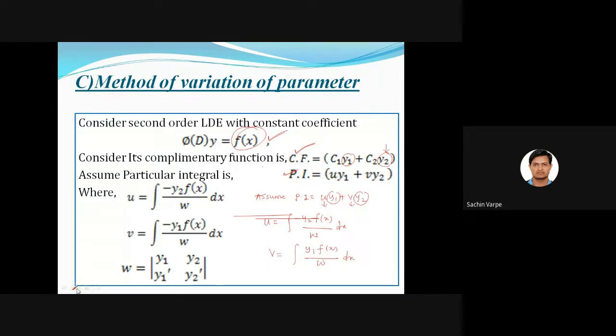So here this is minus y2 f of x upon Wronskian dx. So now you might be thinking that it is not necessary to have y1 and y2 as a solution only. We can have y3 also, we can have y4 also, y1, y2, y3, right? That depends on the order of differential equation. If we have the second order differential equation, then it would have only two roots and accordingly two such functions y1 and y2.